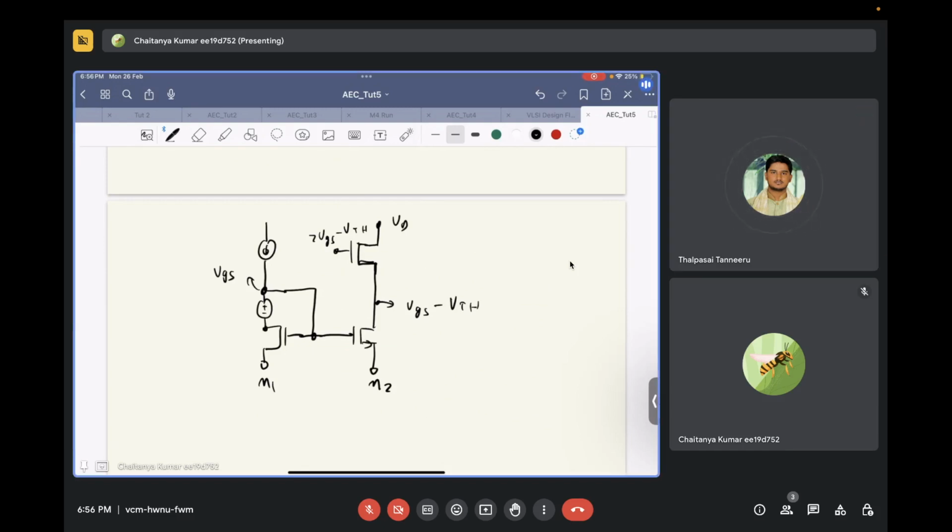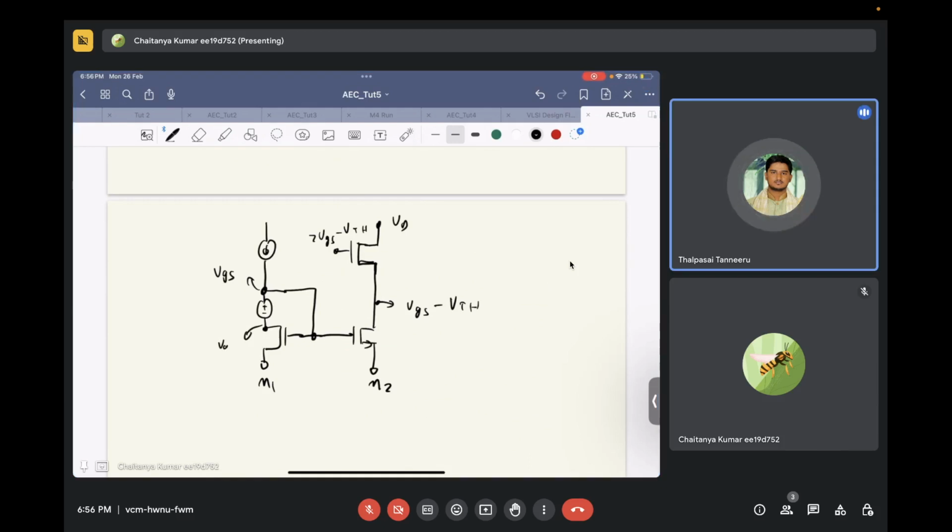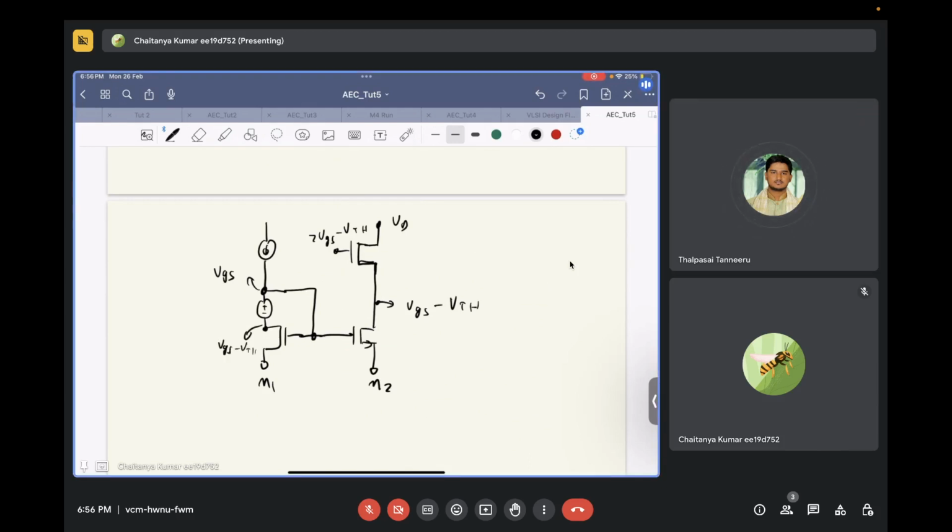What must the value of this battery be in order to make this voltage also equal to the threshold voltage? VGS minus VTH over here, correct? Yes, sir. What value must this battery be? VTH, it should be VTH.